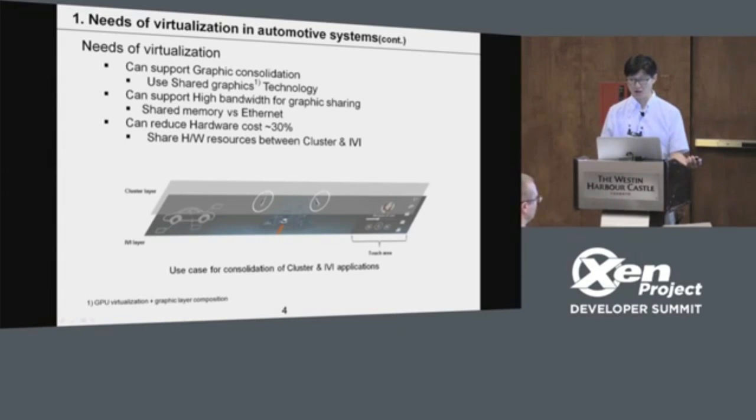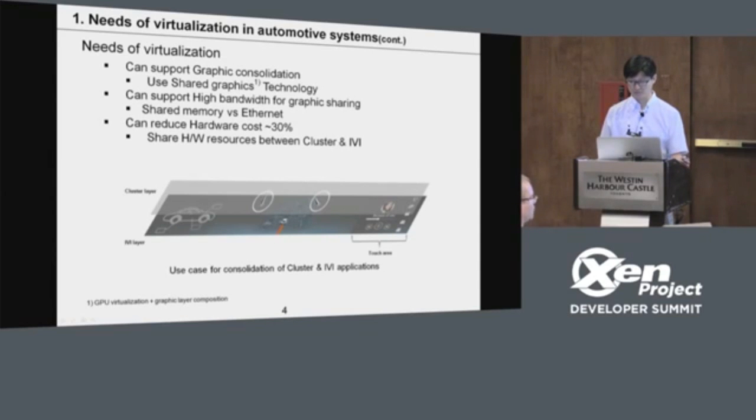It can support high bandwidth for graphic sharing using shared memory. Without virtualization, the graphic buffer for IVI layers goes to the cluster OS through a hardware interface such as Ethernet, which causes a tens of milliseconds delay between the IVI application and the display. But with virtualization, IVI and cluster just share the same memory, and it has only minor delay overhead. That means it can support a high-resolution display for graphic sharing.